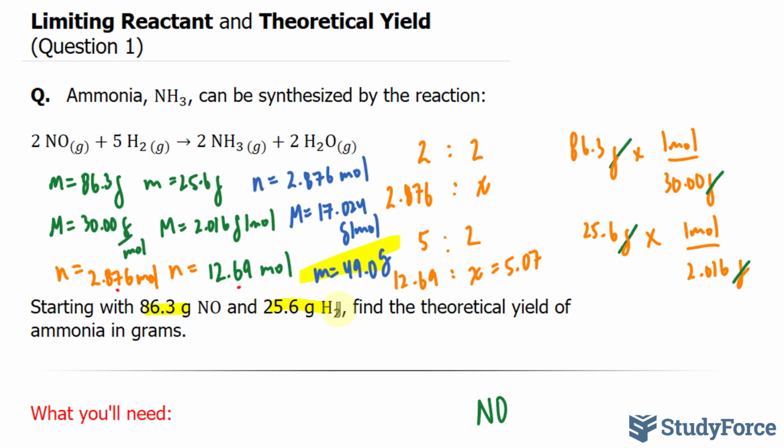And there you have it. That is how to find the limiting reactant and theoretical yield. Make sure to watch question 2 for another challenging example.